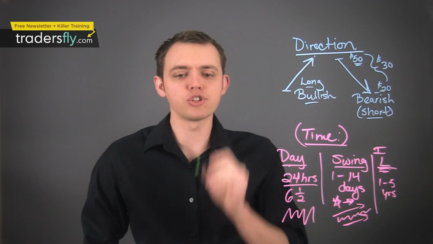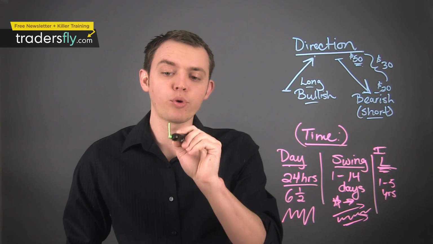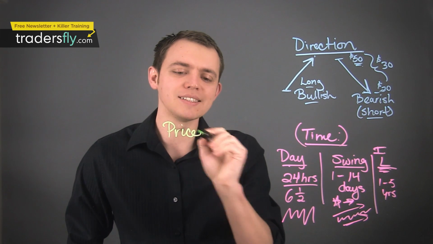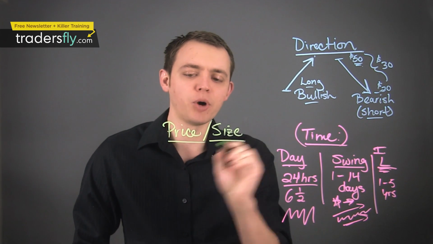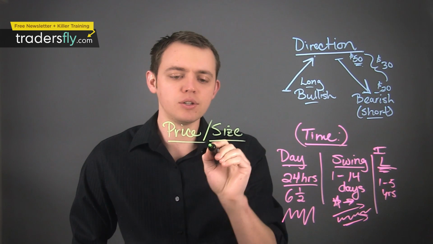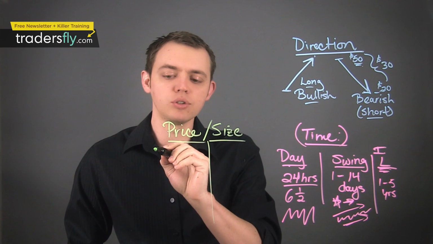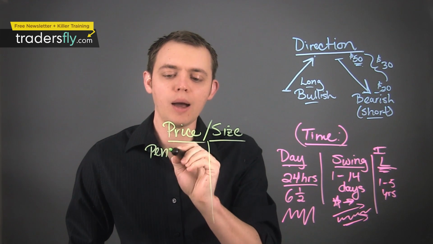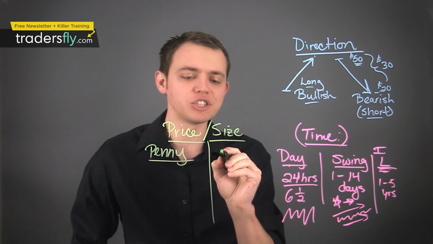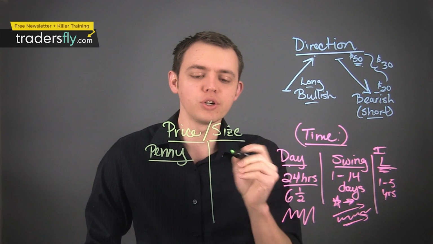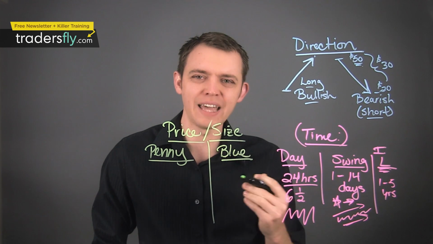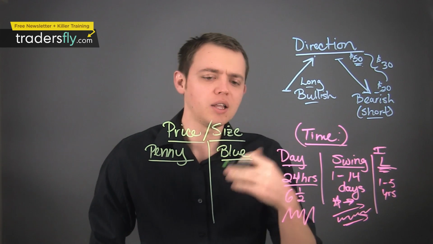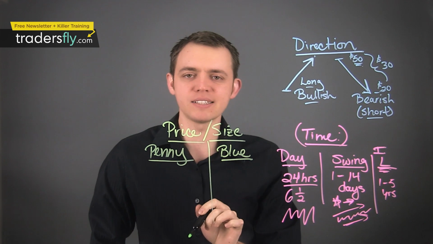The next way that you can trade is based on share price or size. So this is another way that you can trade in the stock market. And a lot of this, again, we can break down into two formats. We can do penny stocks or smaller stocks, or what you could do is blue chip companies. And blue chip companies are more stable stocks, higher price stocks than penny stocks.